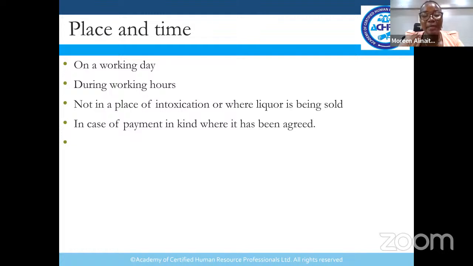In case of payments in kind, it must be agreed. Maybe some people say, oh, don't give me my salary at the end of the month. Just bring me a bag of unga ya chapati.